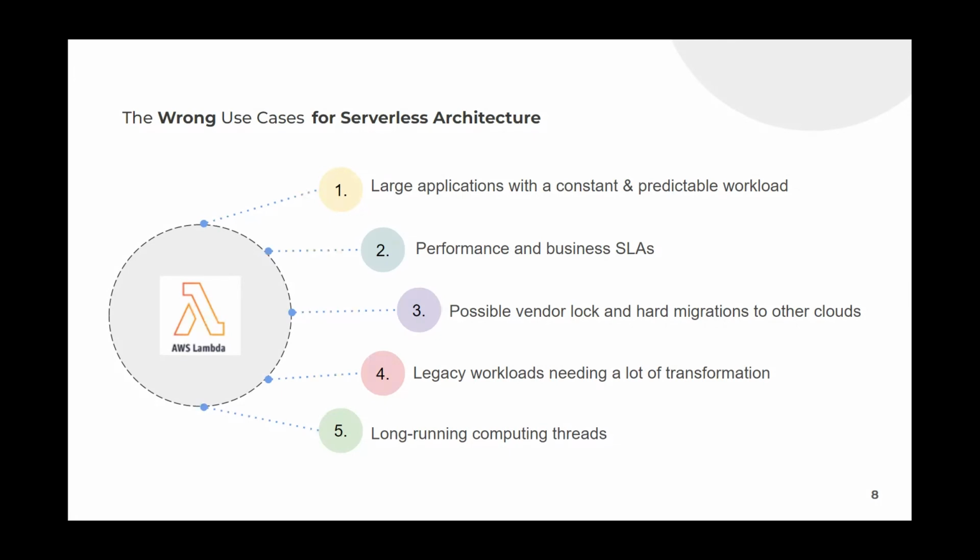And number 5, long-running computing threads. It is definitely more efficient to run intensive tasks on traditional compute resources. Although AWS Lambda has increased its maximum runtime to 15 minutes, this might actually be too short for some large and time-consuming calculations. We are talking about high-performance computing calculations or something in the pharma industry, oil industry, or any other energy industry, which takes a lot of time to process seismic data or some other big chunks of data.